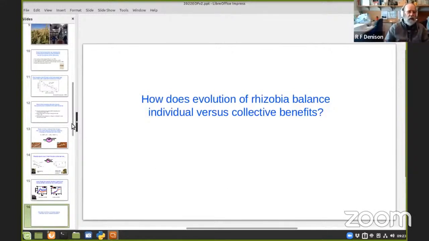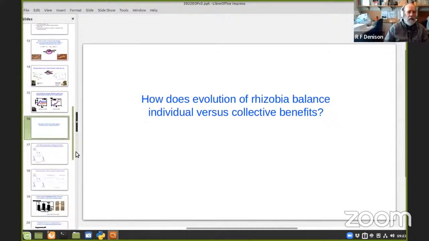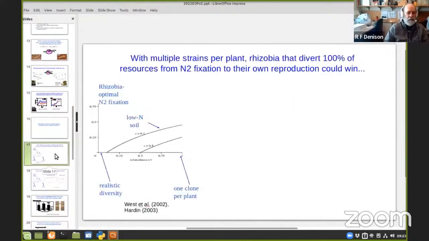How does the natural evolution of rhizobia balance those two? Well, to answer that question, Stuart West, who's now a professor at Oxford, was my student. He just visited my lab to do this work.